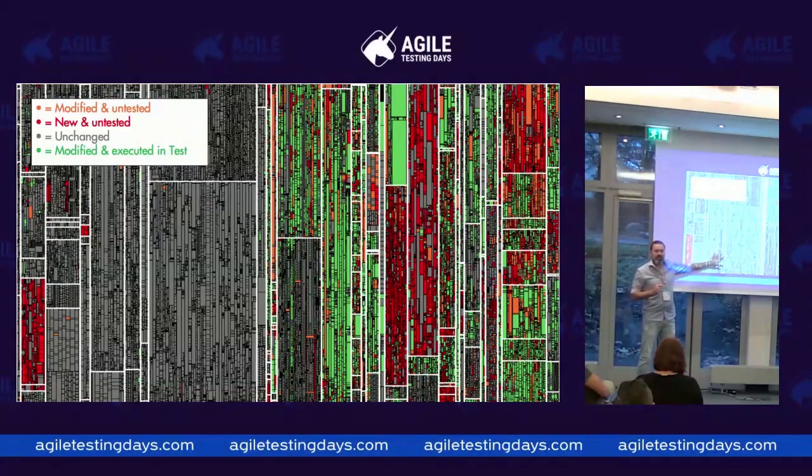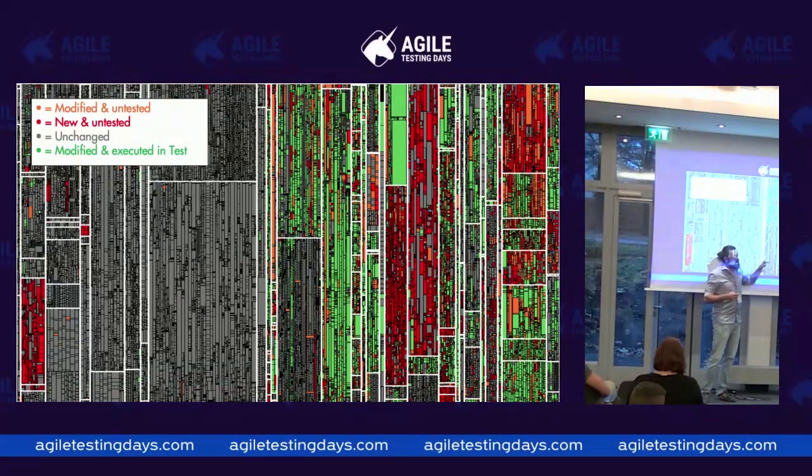Gray means not changed since the last release. We expect fewer bugs here because we tested this in previous releases, and if it was really broken, users would have probably told us. And all the colored stuff is the new and modified code, and only if it's green was it ever executed during testing. And how do we interpret this? The green stuff, we don't know if there are any bugs left. Could be that we found them, could be that there are still some in there.